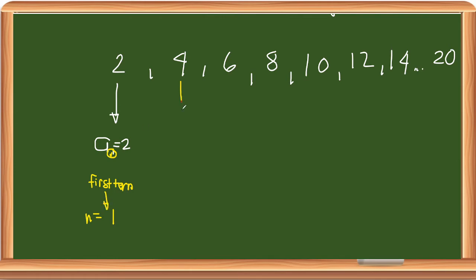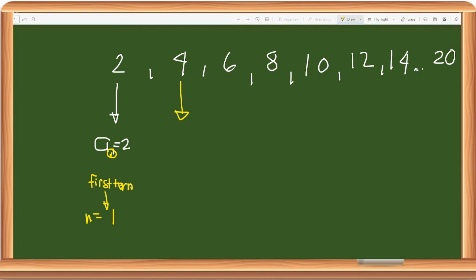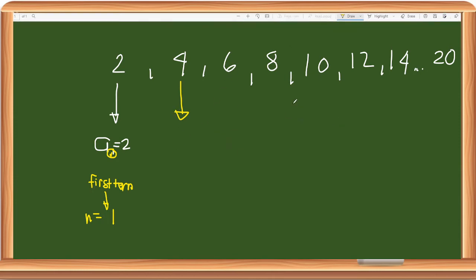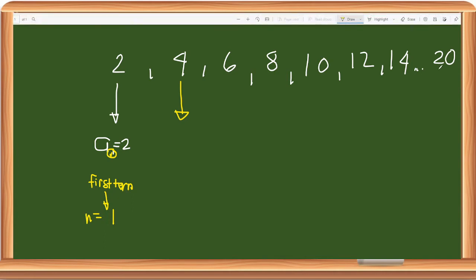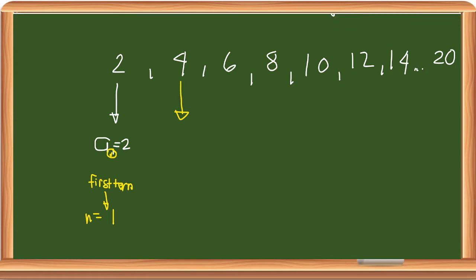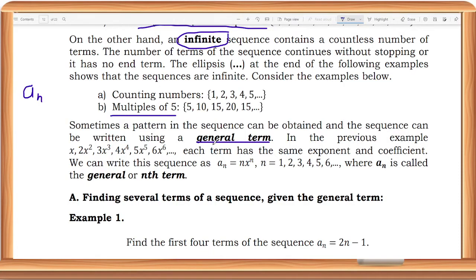Yung pangalawa, syempre, yun na yung A sub 2. And then yung pangatlo, A sub 3 and so on and so forth. Okay? So, etong pang 10, ito naman yung A sub 10. Yun yung order ng sequence. Kaya yun yung sinasabi nila, okay?